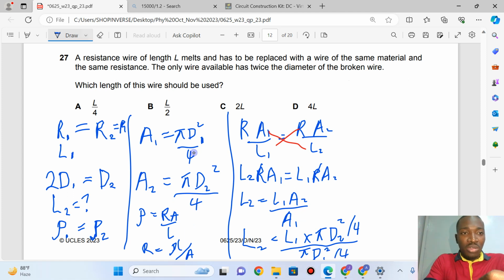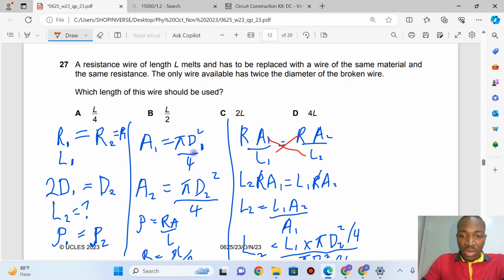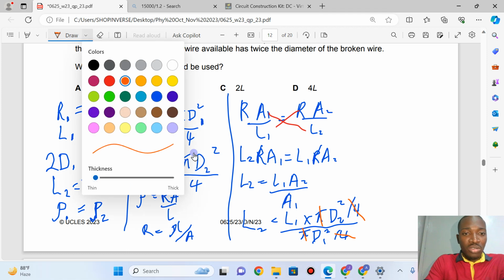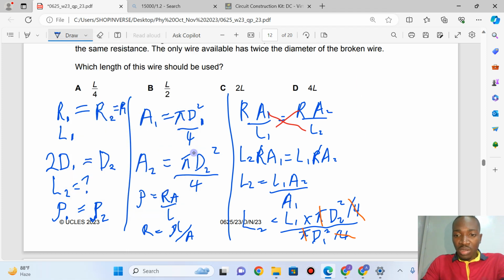Okay, so we have a denominator of 4 on both sides, so we can remove the 4. Since we have pi on the numerator and denominator, you can remove those that appear on both. So at the end, you'll be left with L2, the length of the second material, equal to L1 multiplied by D2 squared divided by D1 squared.